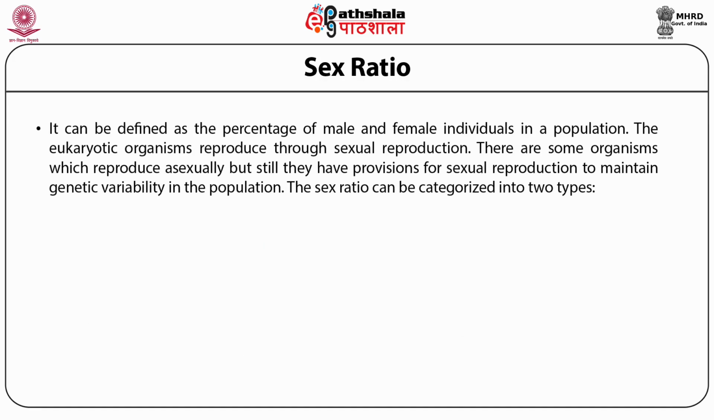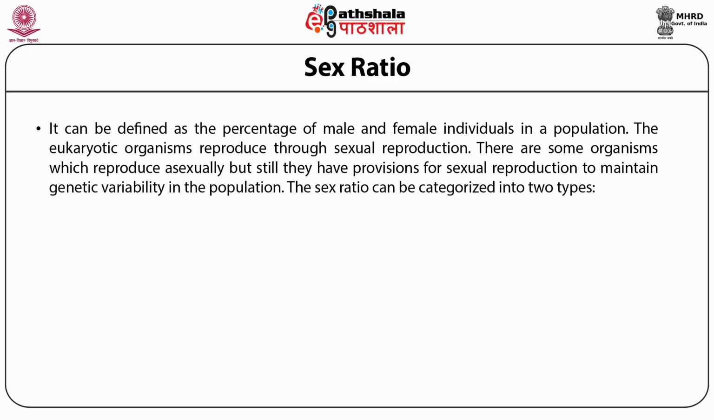The individuals of a population differ from one another in a number of ways, such as age, sex, breeding condition, and health. Eukaryotic organisms reproduce through sexual reproduction. There are some organisms which have the capacity to reproduce asexually, but they still have provisions for sexual reproduction to maintain genetic variability in the population.